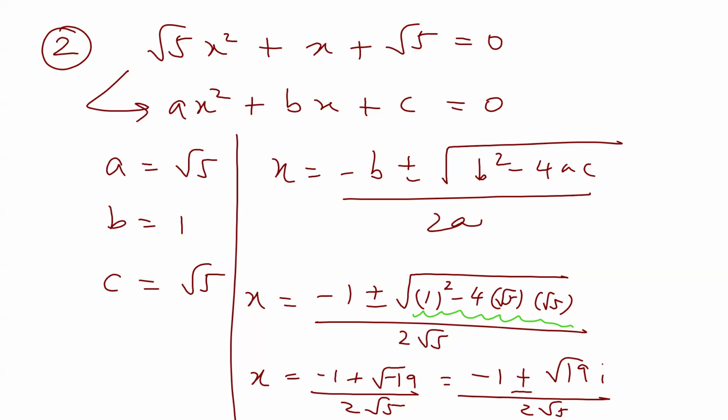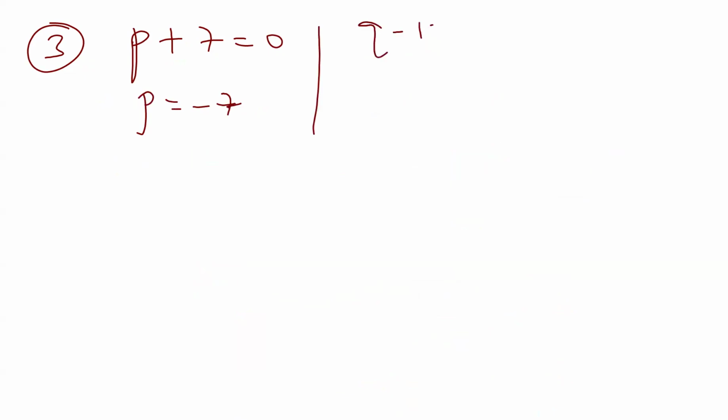Okay, so I'll go to the next problem. Question number 3. That image is shared with you all. Okay, so find the values of x if p plus 7 is equal to 0, q minus 12 is equal to 0. So now p plus 7 is equal to 0, so p is equal to minus 7. Okay, q minus 12 is equal to 0, so q is equal to 12.